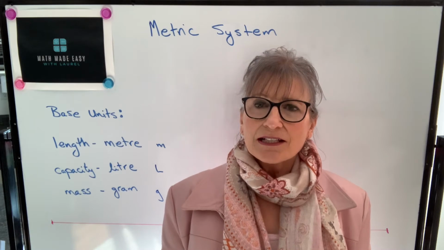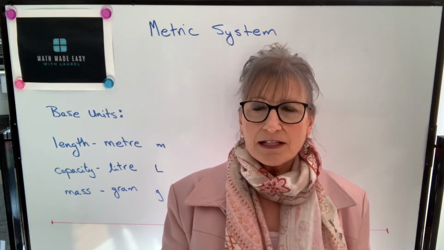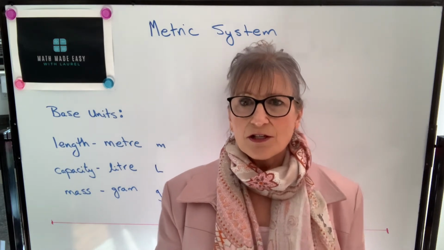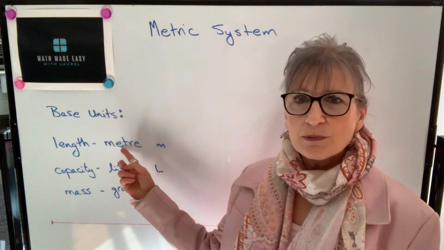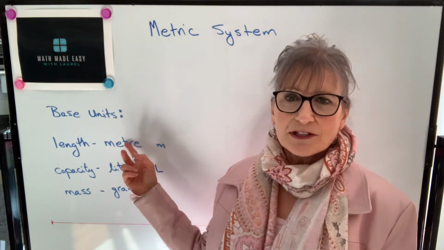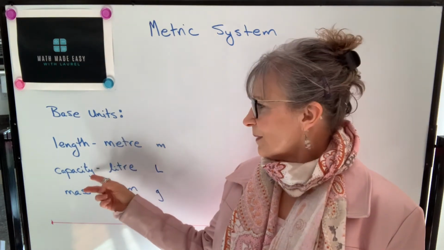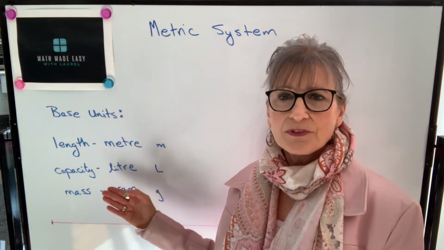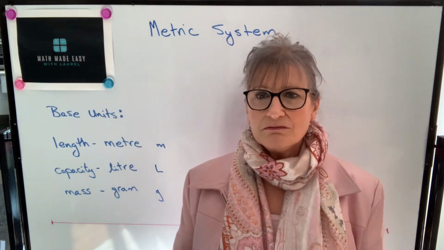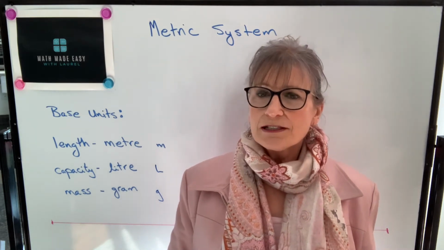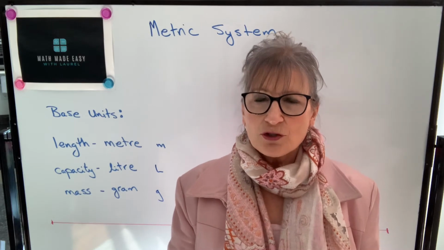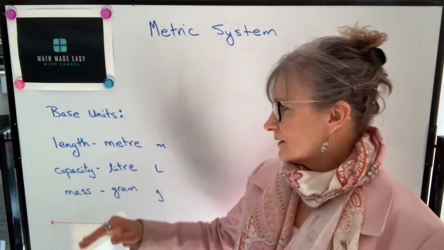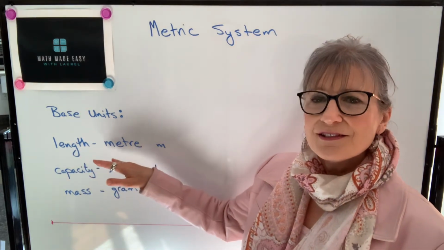In addition to that, they determined a set unit as the base unit for every type of measurement. So for example, for length, they determined the meter was going to be the base unit. For capacity, the liter. For mass, gram. For force, Newton. For power, watt, and so on. So for every type of measurement, there is a base unit. And all of those units tie in to the base unit of meter.